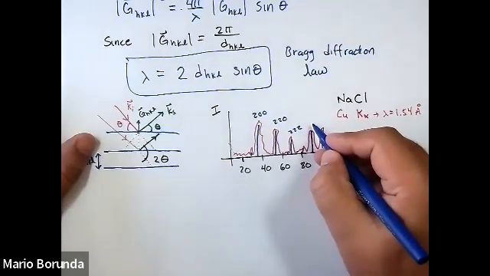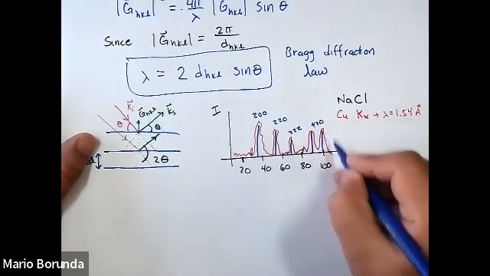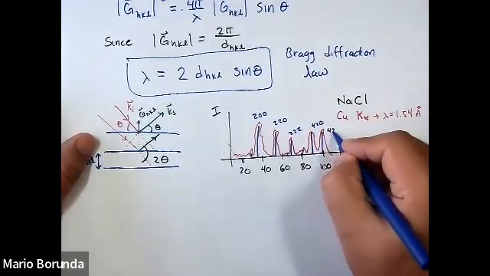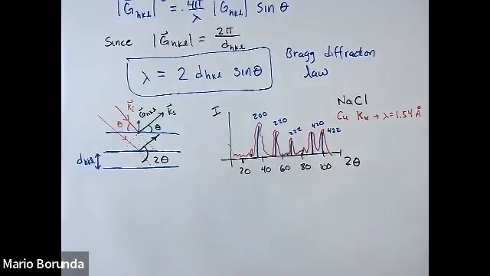This is 420 and 422. So that's what those peaks are, and that's what the database knows based on the size of sodium chloride. Knowing that this is the wavelength that you're using, 1.54, they stick it in there.